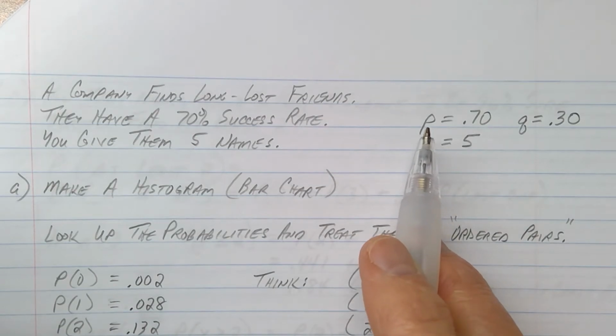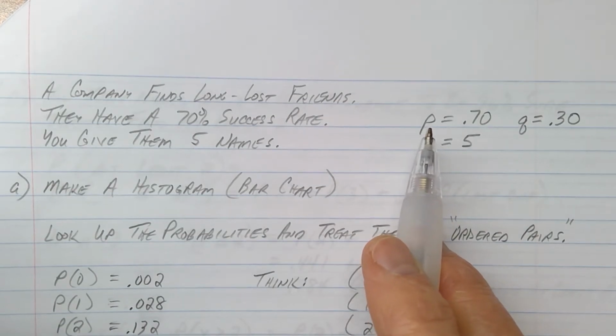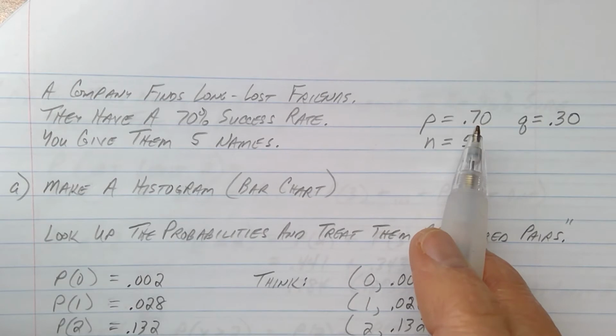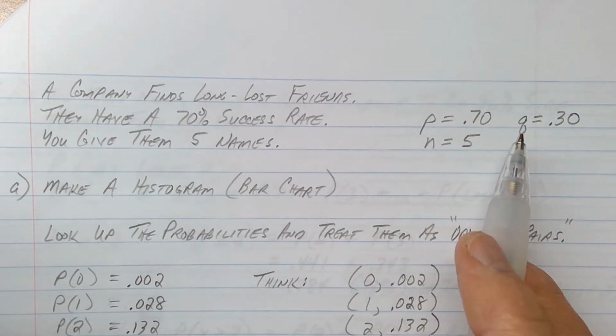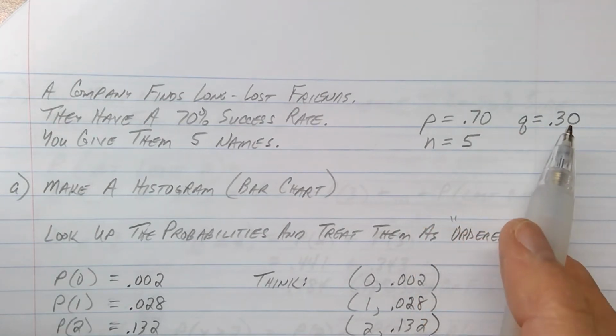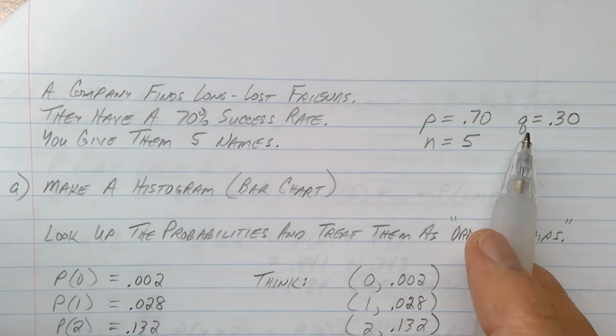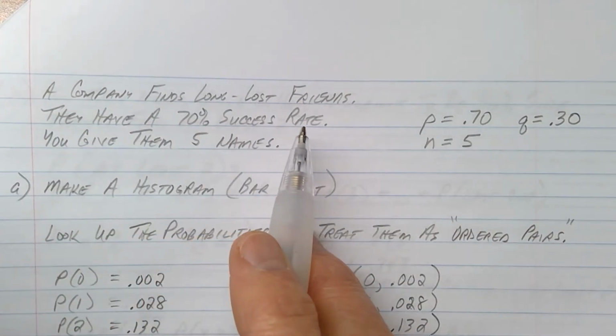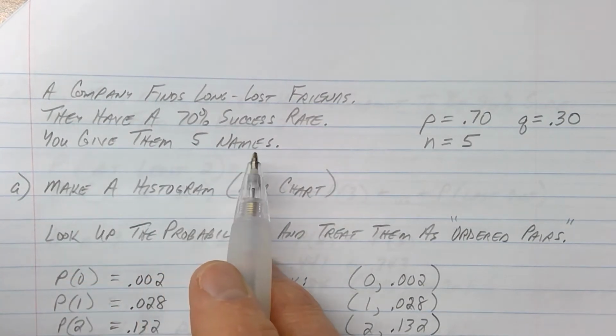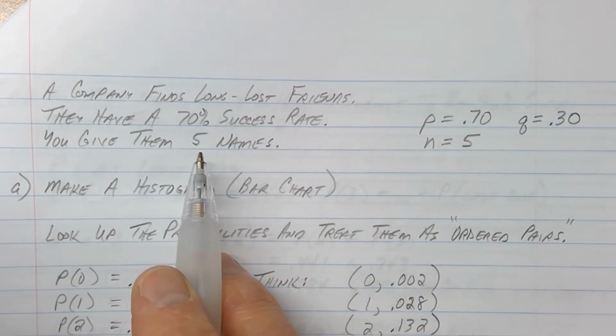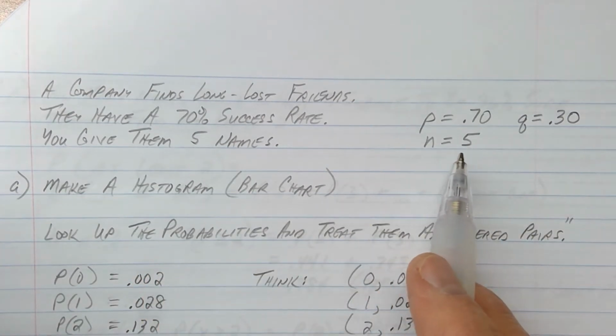That's our p-value. The probability of a single success is 70%, which means q, the probability of not success, or the probability of failure, if you want to think of it that way, is 30%. So they have a 70% success rate. You're going to submit 5 names. So you're going to give them 5 names, and let's answer a bunch of questions about that. So n is going to be 5.